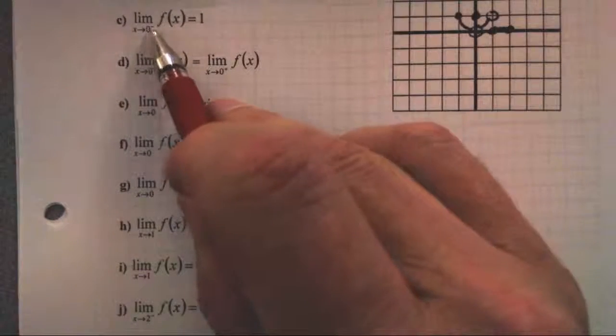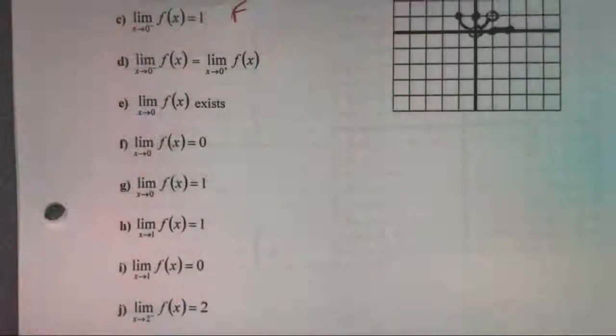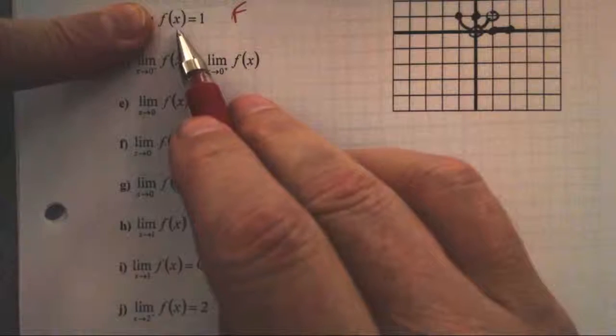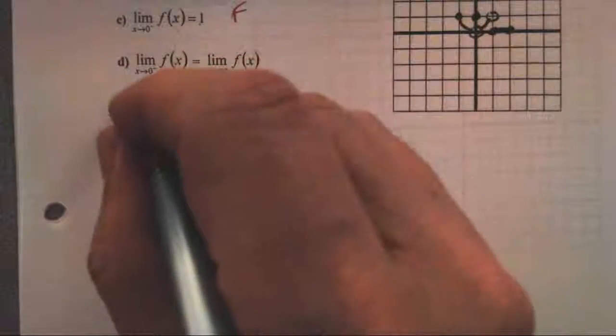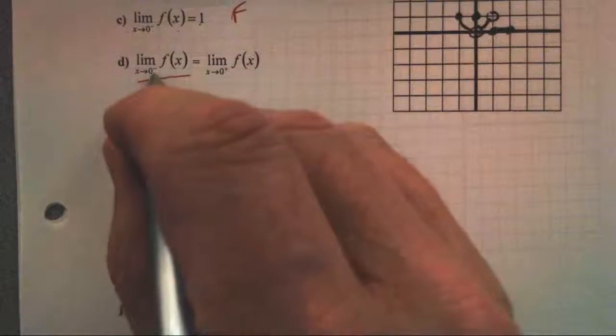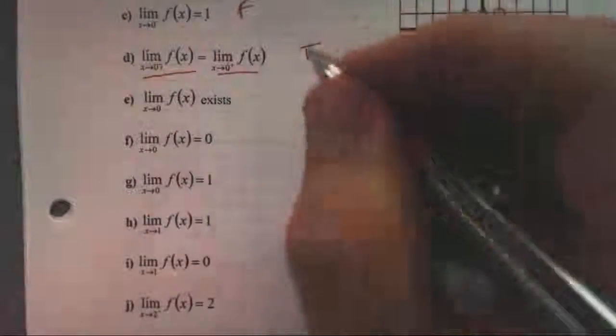Approaching 0 from the left, am I approaching 1 as I'm moving in closer to 0 from the left? No, I'm approaching 0. Now, I get it. F of negative 1 is 1, but not the limit. Okay, so now this asks, is the limit at 0 as I approach from the left equal to the limit at 0 as I approach from the right? Yeah. They're reaching out and trying to touch at height of 0, aren't they? So this is true.